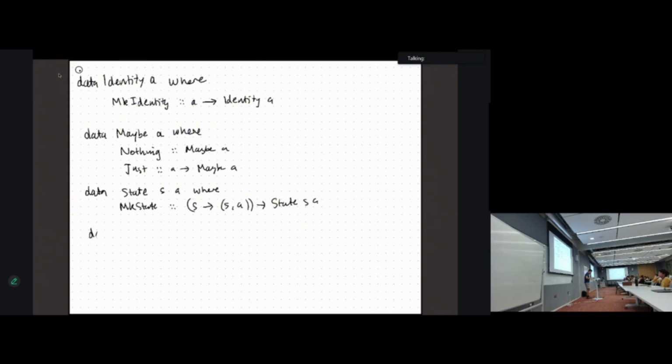And then you might have something like the List monad, where you have empty lists, and then you have consing.